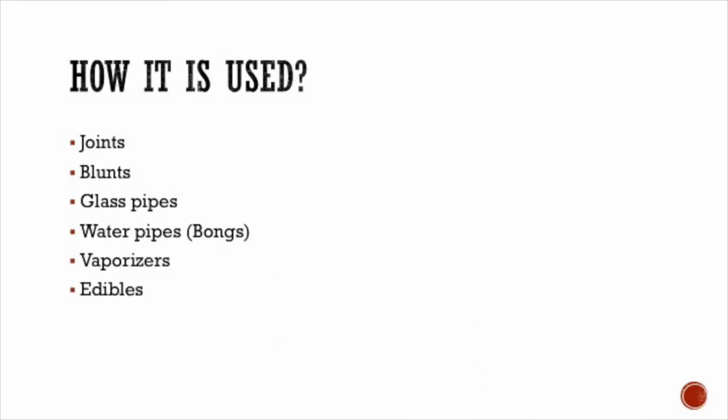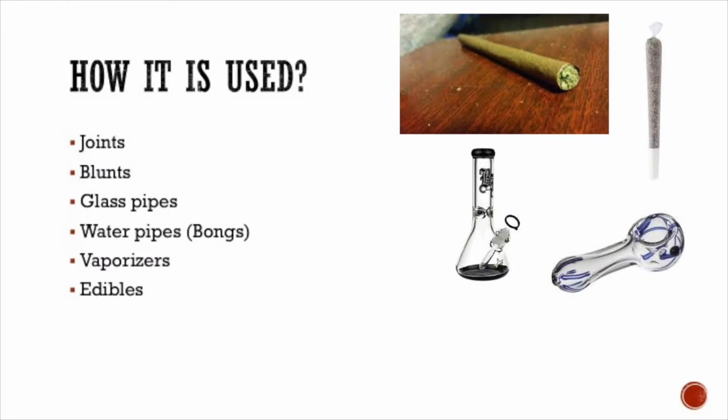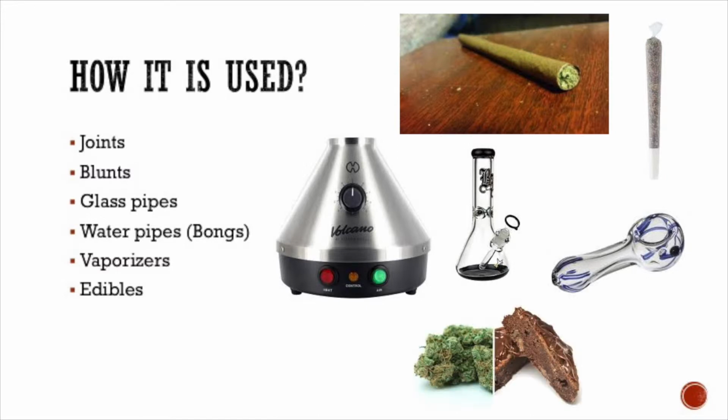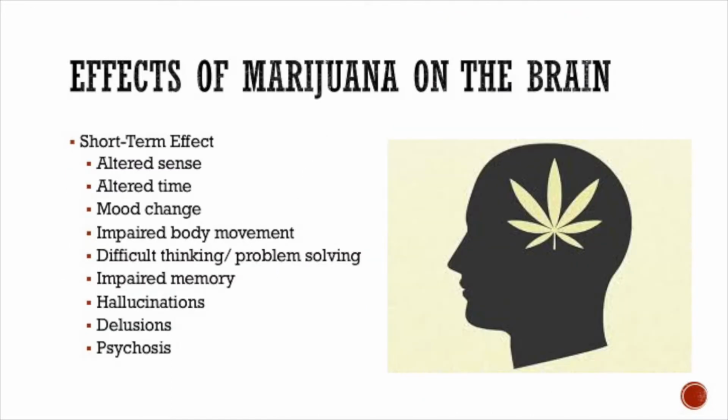How is it used? Marijuana can be administered through a joint, which is a hand-rolled cigarette, a blunt, which is basically a marijuana cigar, glass pipes or water pipes, also known as bongs, which you use to inhale the smoke from the burning marijuana, vaporizers, which are pricier machines, but they extract the active ingredient in marijuana into vapor, which is like a cleaner way to smoke. Edibles, which are eating food with marijuana cooked into them.